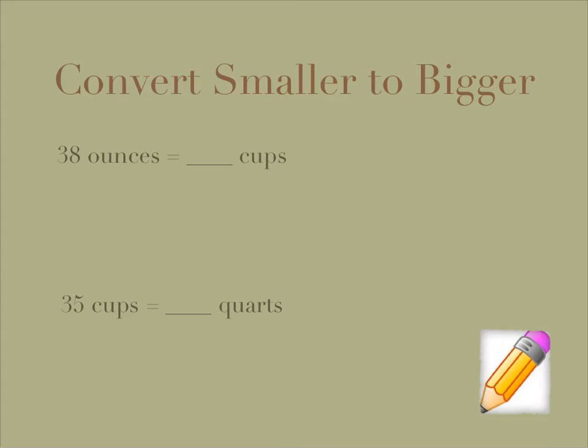So when we go from smaller to bigger units, we know that we need to divide. Okay? So if I have 38 ounces and I want to know how many cups that is, I say to myself, okay, 8 ounces equals 1 cup. So 38 divided by 8, well, I know that 8 goes into 38 4 times, because 4 times 8 is 32. So I subtract and I get 4 left over.